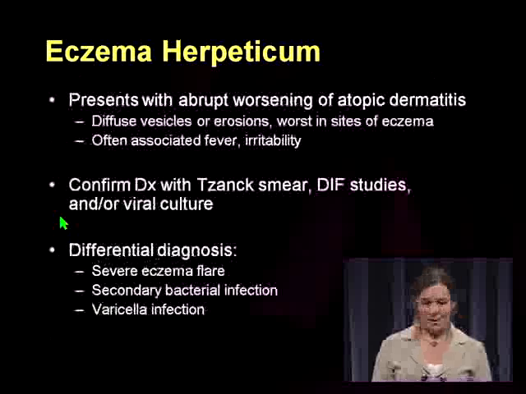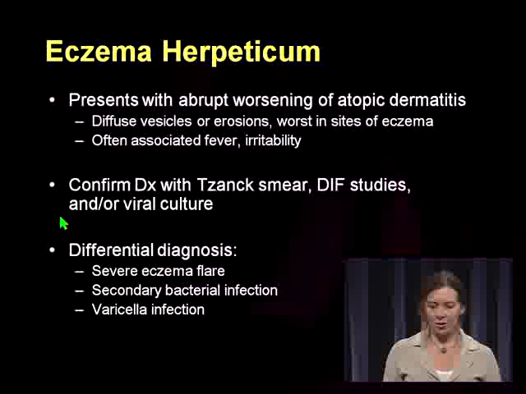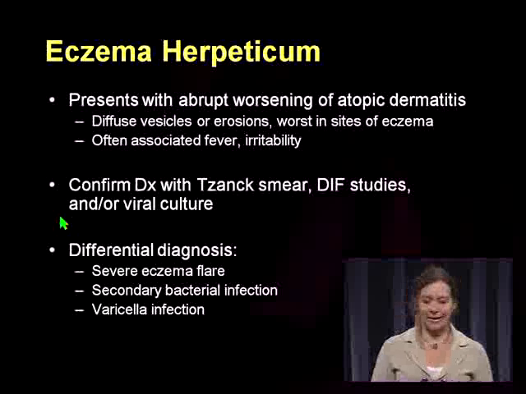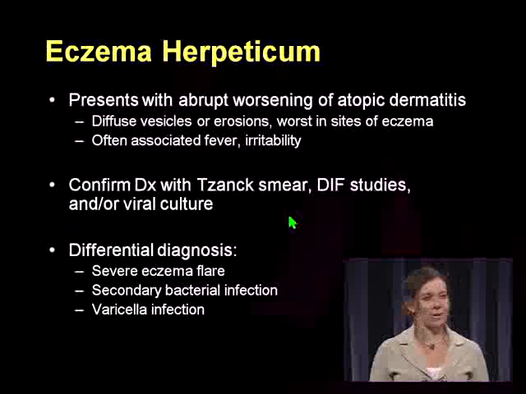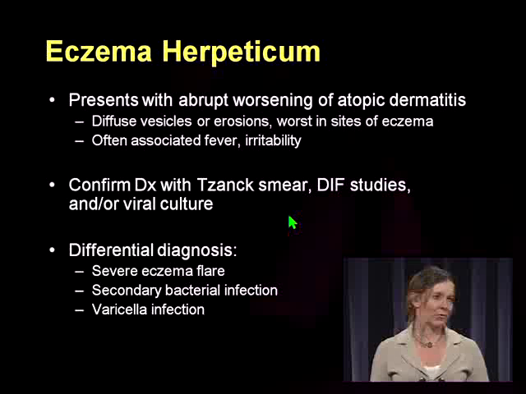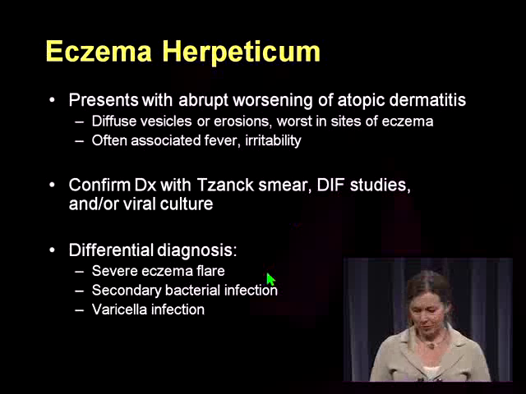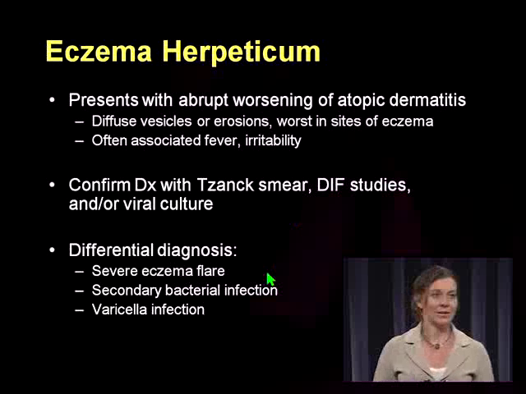We talked about how you usually will see diffuse vesicles or erosions. These are usually worse in the sites where the patient has eczema, and many patients will have associated fever and irritability. This diagnosis can be confirmed by doing a Tzanck smear if you're comfortable with that study, direct immunofluorescence studies, and/or viral cultures, and now I think more people are using PCR studies. Again, the differential diagnosis is usually a severe eczema flare, a secondary bacterial infection, or sometimes even varicella infection can look a little bit like HSV.